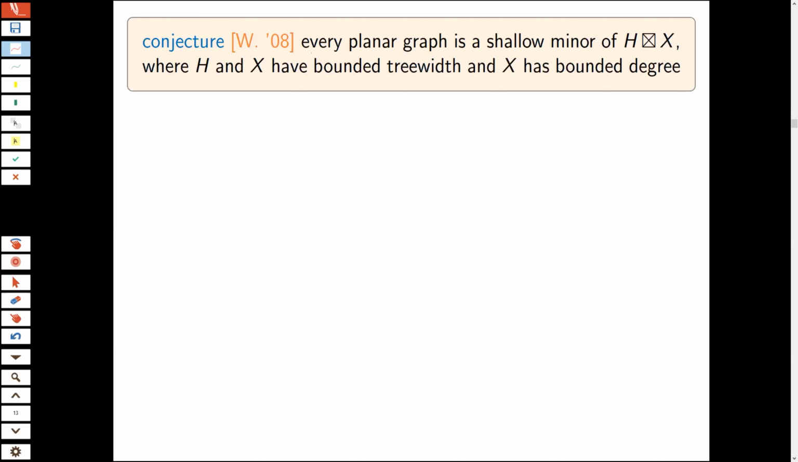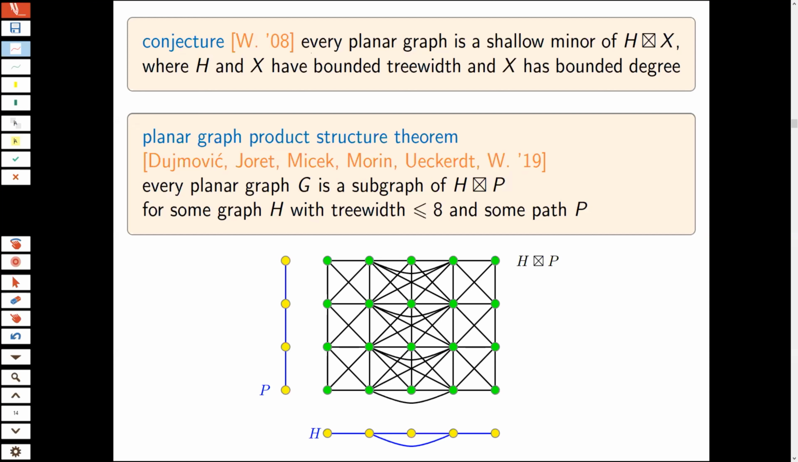But the good news is that we proved a theorem that's actually considerably stronger. We replaced this condition of shallow minor by subgraph, which is a much stronger condition. And we replaced X having bounded degree by X being a path. Paths are about the lowest bounded degree graph you could possibly get. So this is what the planar graph product structure theorem says: every planar graph is a subgraph of H times P for some graph H with tree width at most 8 and some path P.